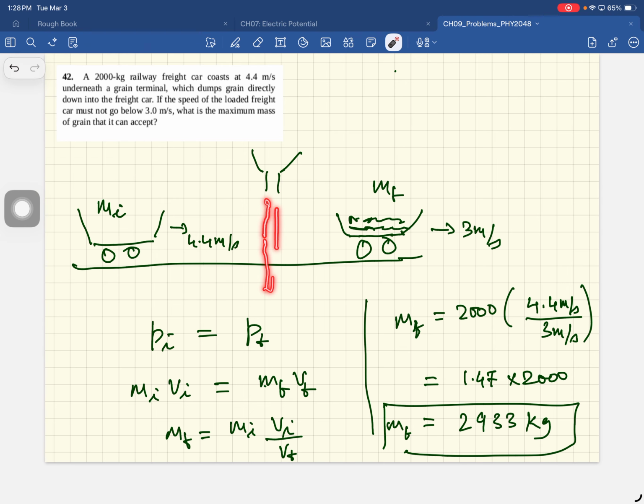So the person recoils at a speed of 0.1 meters per second. The negative sign is just telling you the direction in which you recoil.